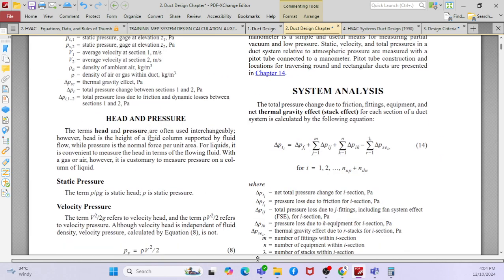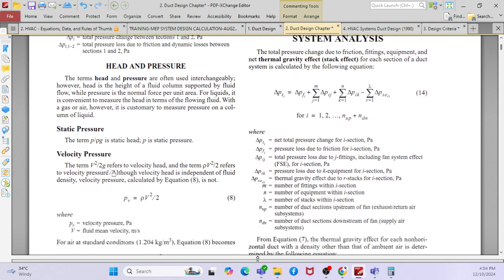If you go further down, there is head and pressure. The terms head and pressure are often used interchangeably. However, head is the height of the fluid column supported by fluid flow, while pressure is the normal force per unit area. So this is the equation to calculate head and pressure. For static pressure, the equation is P divided by rho g. P is the static pressure which we have seen, for example, 0.5 pascal per meter or 0.6 pascal per meter.